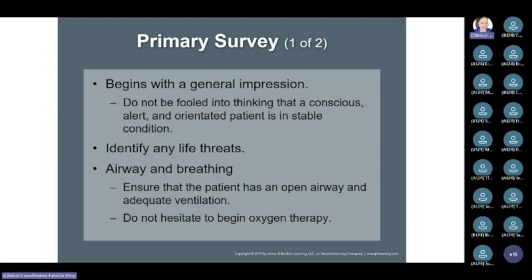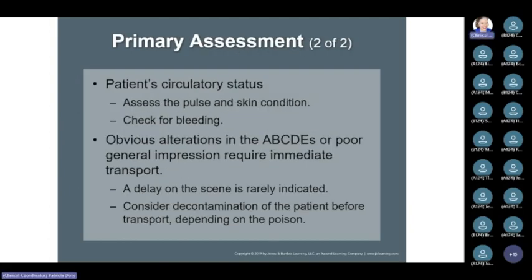Okay. But definitely do not hesitate to give oxygen therapy to these patients, especially if it's somebody who's inhaled something, right? We really want to give them oxygen. So we're going to go for the patient circulatory status. You're going to assess the pulse, skin condition, check for bleeding, of course, and any obvious alterations to our ABCDs.